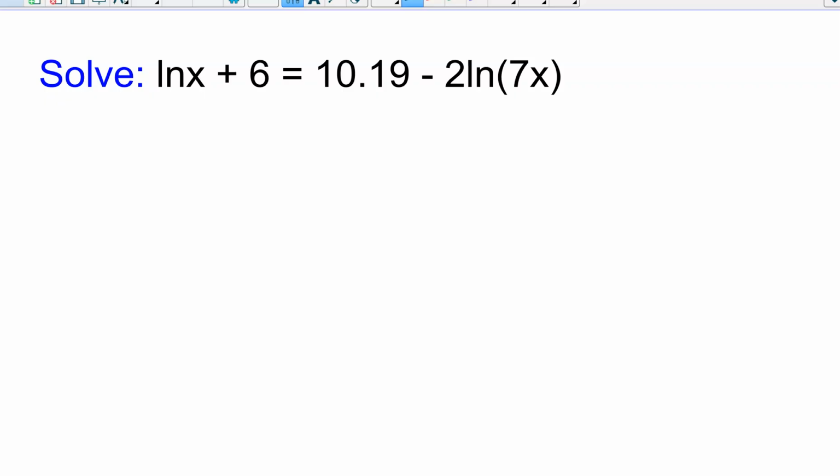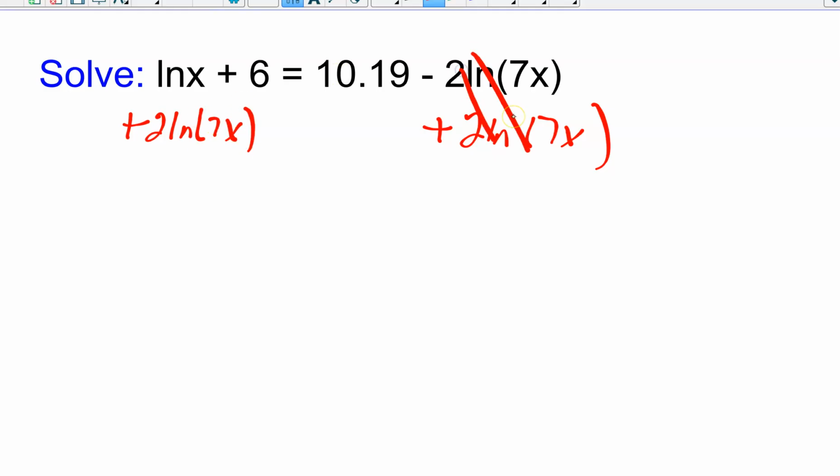Okay, let's try another one of those. So again, this is an equation, and I'm trying to solve for x. I have 2 of them, so I need to move 1 over. And so I'm going to add 2 natural log of 7x. Add 2 natural log of 7x. It's going to get rid of that.